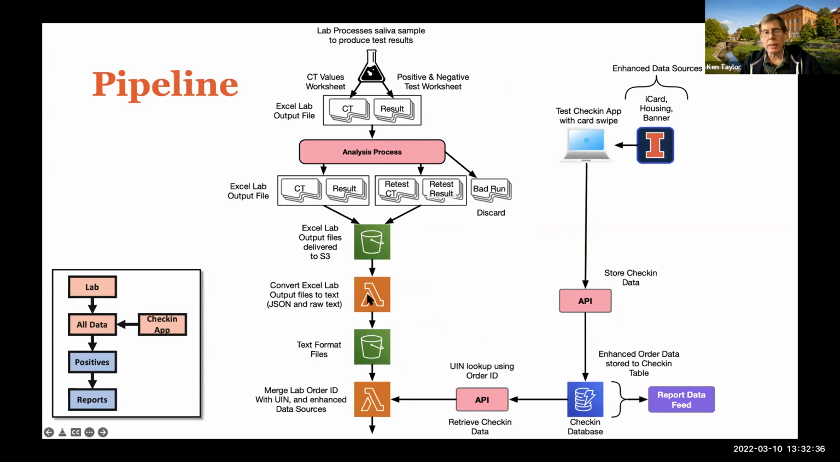We then kick off a Lambda that converts it to a text file. From there, we kick off another Lambda that merges in all of the data, all of the PII associated with the individual that comes in through the testing site. So that data gets stored in a database. In this particular instance, it's Dynamo, and then we merge that data in.